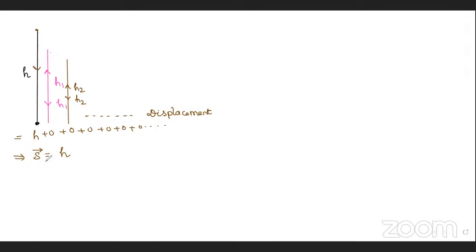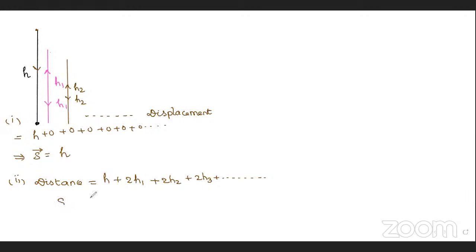Do you have any doubt in this concept? Like h plus 0 plus 0 plus 0 and so on. Very good. Now move to distance. Distance is equal to h plus, at the first bounce I should not write 0, I have to write 2h1. Is it correct? Right. At the second bounce, I should not write 0, 2h2. At the third bounce, I should not write 0, 2h3, plus so on.